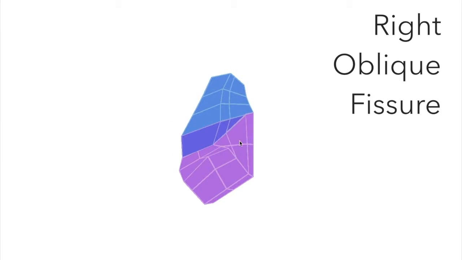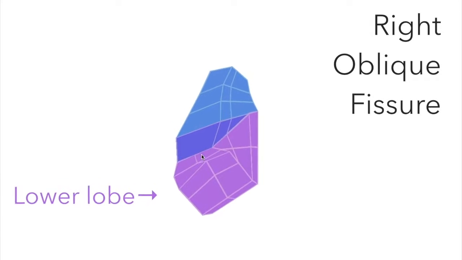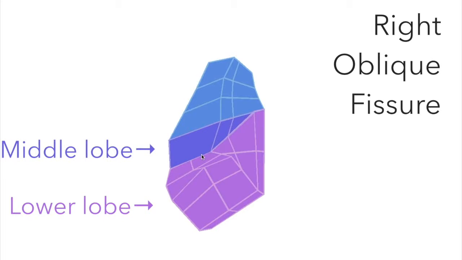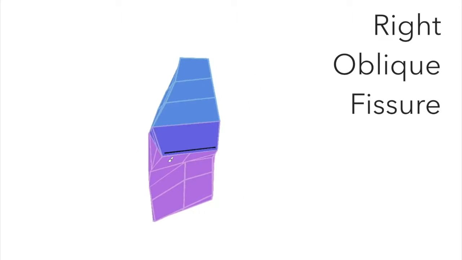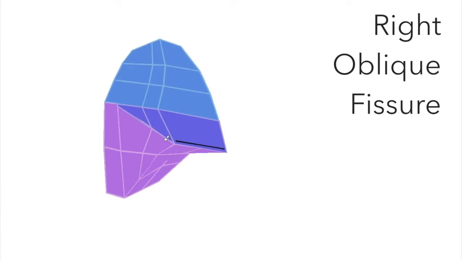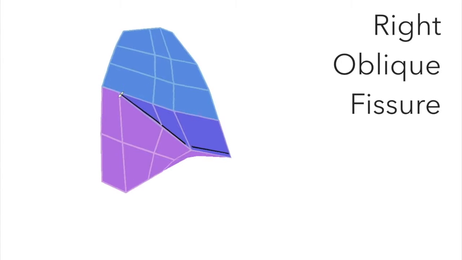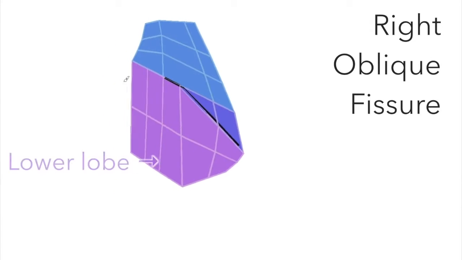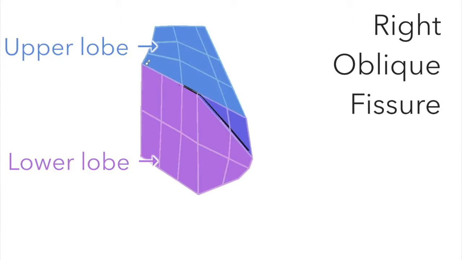Around the front, it separates the lower lobe from the middle lobe. Let's draw that one in. Going around the side, the middle lobe finishes, so the oblique fissure now separates the lower lobe from the upper lobe.